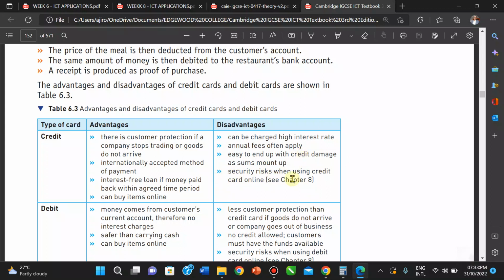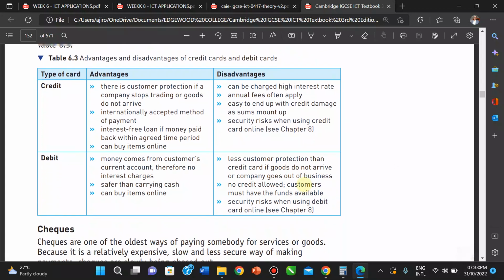Security risks when you're using your credit card online. There are risks with your card online. It can be hacked and the likes of that. Now let's look at debit card. And we said credit card is used globally, while your debit card is used only in that particular country.